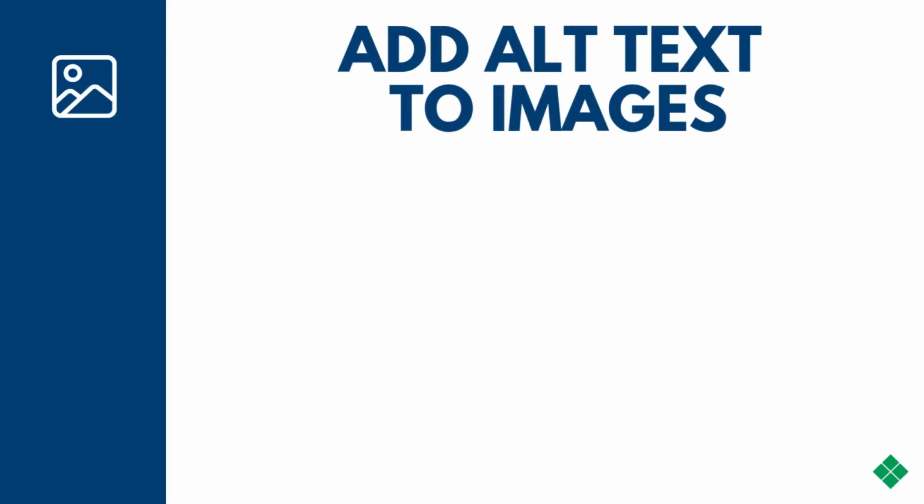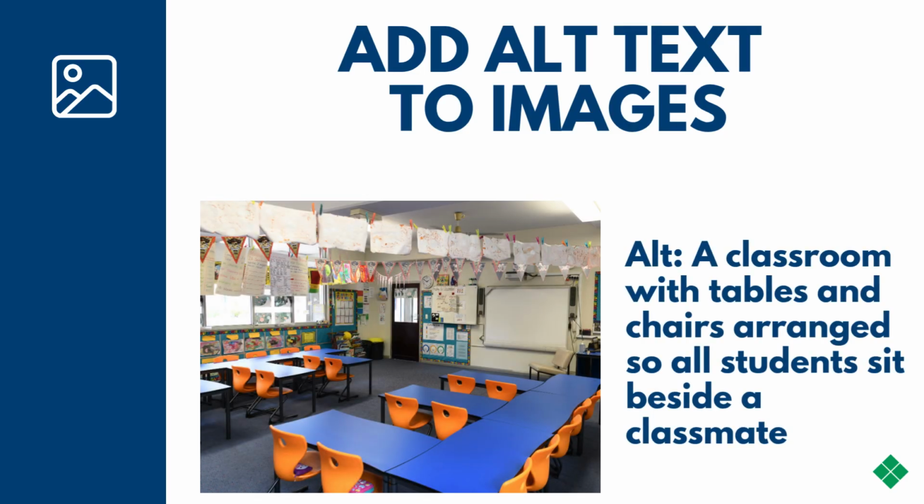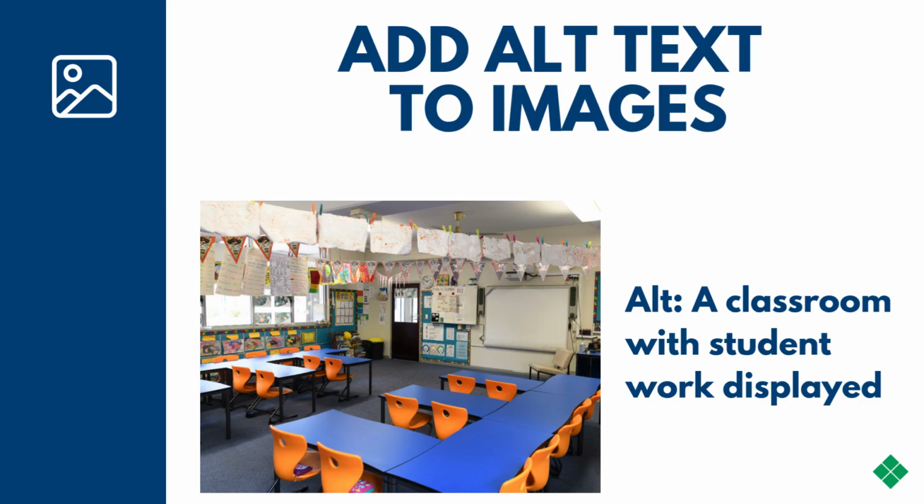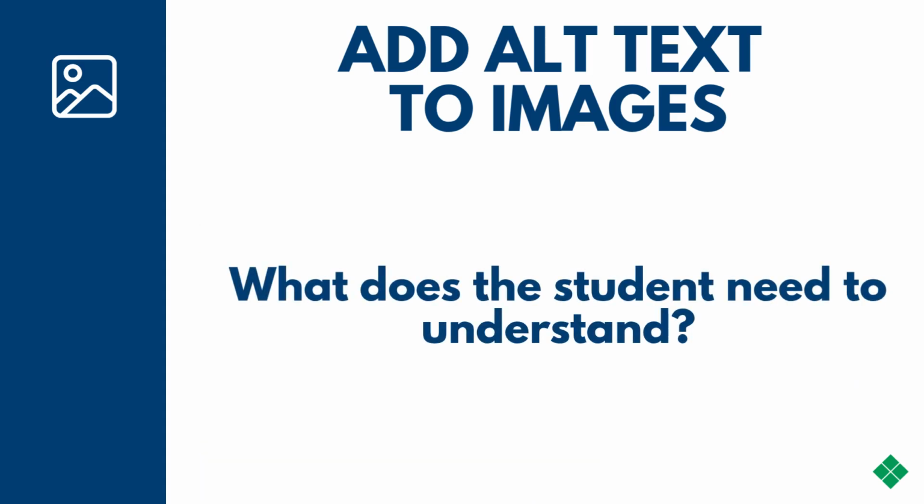The second accessibility essential is adding alt text to images. When a screen reader reaches an image, it reads the alt text or alternative text to describe what is shown for students who cannot see it. Good alt text describes an image based on its purpose in context. The same image might need different alt text in 2 different settings, depending on what information you are using it to convey. When writing alt text, ask yourself, what does a student need to understand from this image?